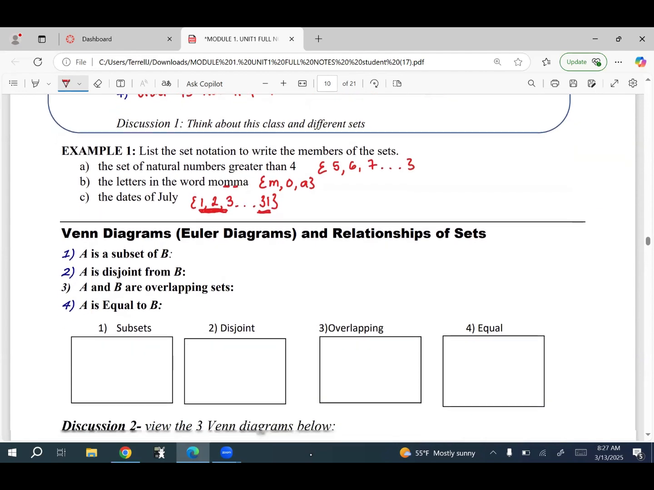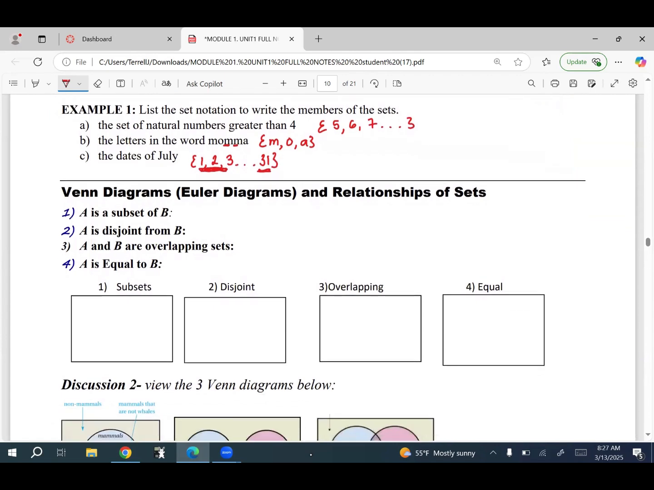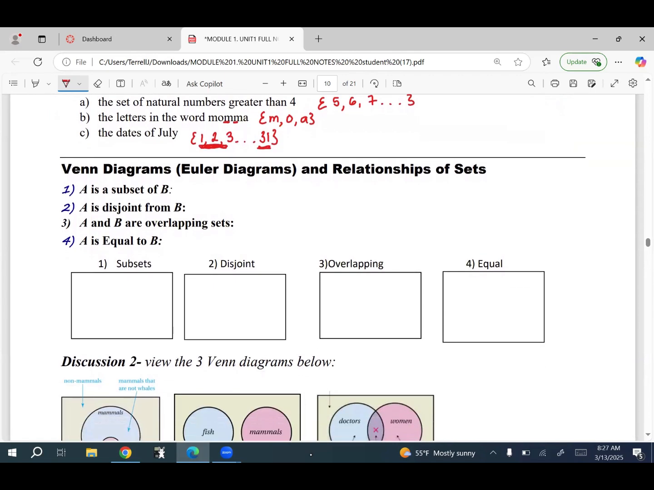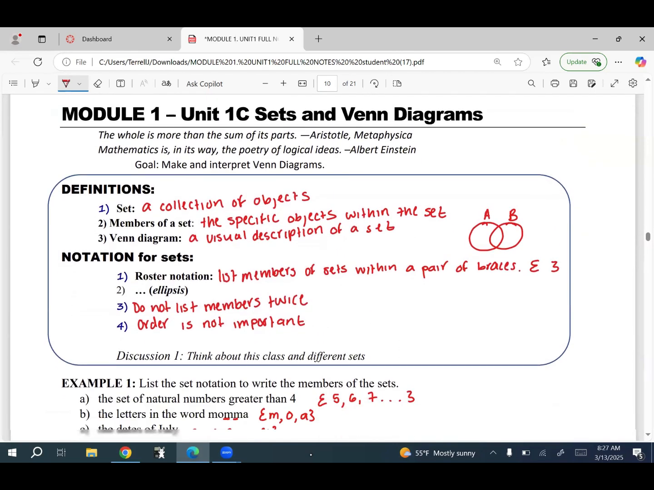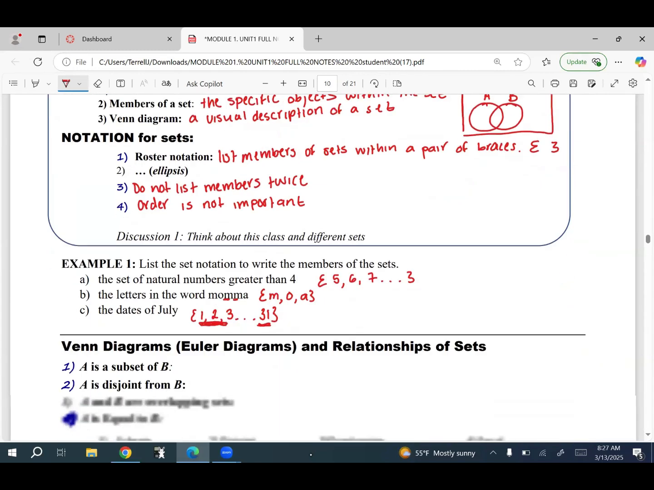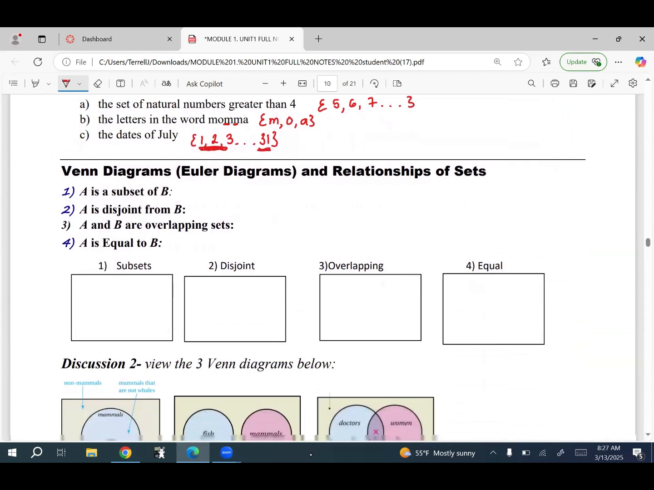Okay, so that is set notation or roster notation. And now let's talk about Venn diagrams. We said Venn diagrams are a visual representation of sets, and the circles in a Venn diagram represent the sets. Now, there are different types. We're accustomed to a Venn diagram that looks like this. I'm sure you've seen that before. That is a type of Venn diagram, but there are different types.